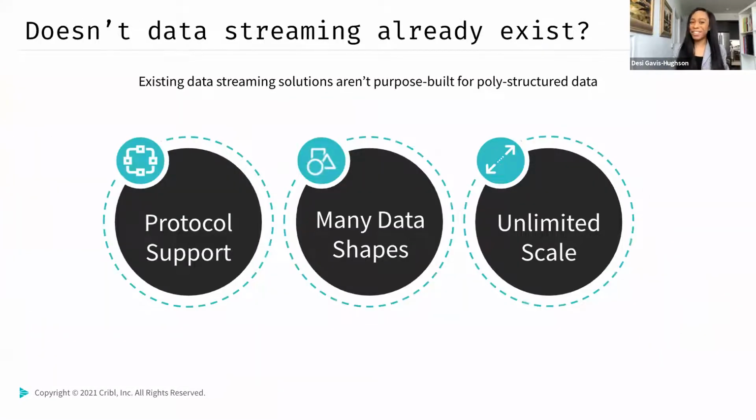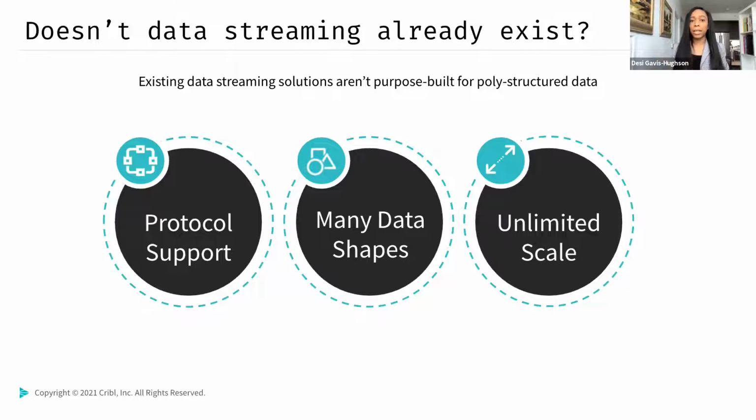So one question that might be popping up for you is, doesn't data streaming already exist? Yes, and the data streaming solutions that do exist are not purpose-built for polystructured data. On the other hand, an observability pipeline, which is what Cribl Logstream helps put in place, is purpose-built to work with even the most complicated data formats.